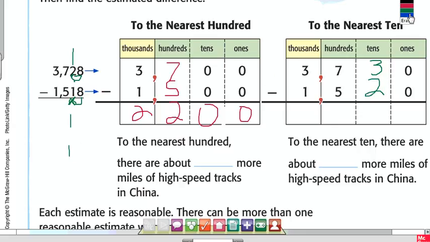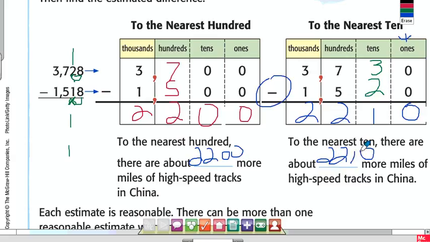And then I have to subtract. So 0 minus 0, start in the ones place. 0 minus 0? 0. 3 minus 2? 1. 7 minus 5? 2. And 3 minus 1? 2. 2. So if I round it to nearest hundreds, I get 2,200. If I round it to nearest tens, I get about 2,210 more miles of high-speed tracks in China.